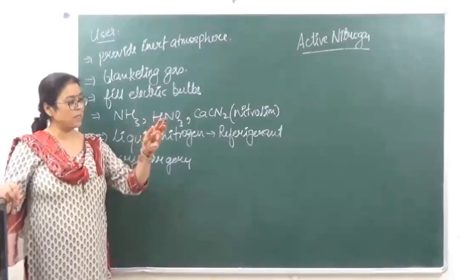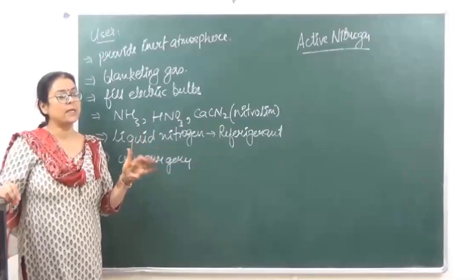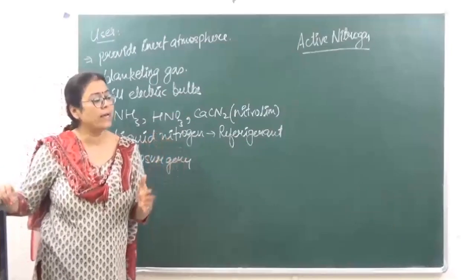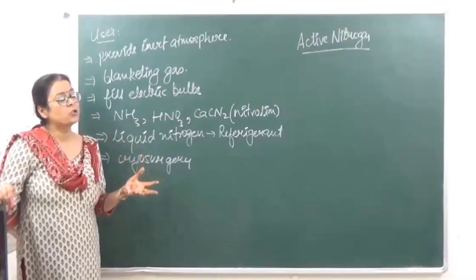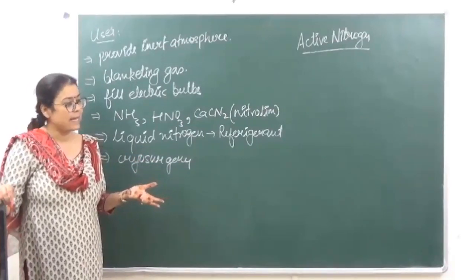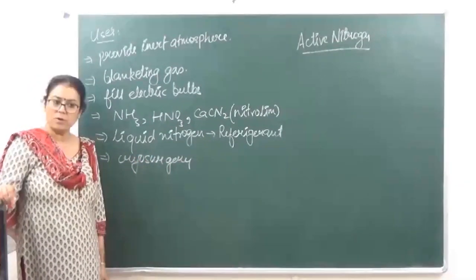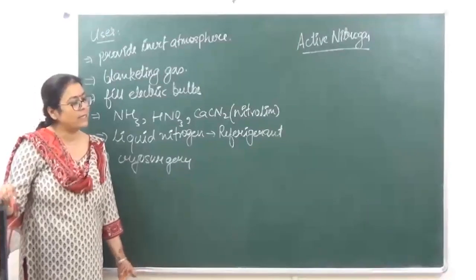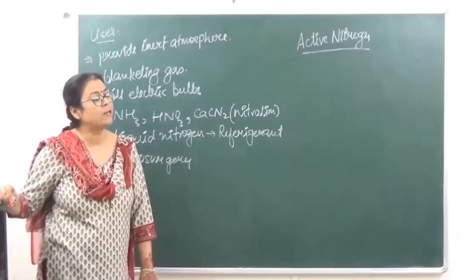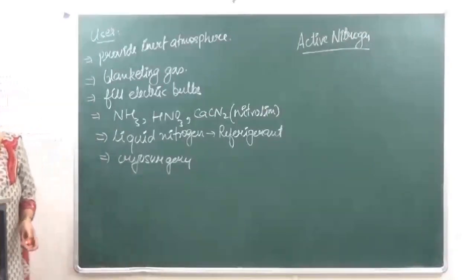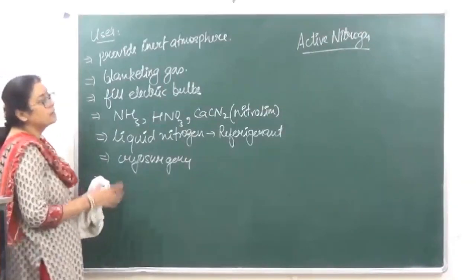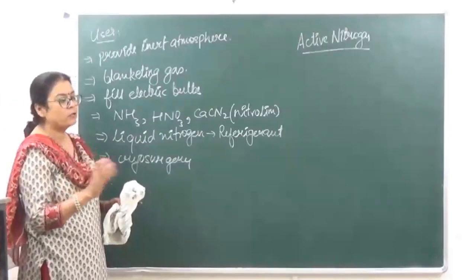So that particular nitrogen whose reactivity increases by allowing an electric discharge to pass through it at low pressure gives rise to nitrogen which is known as active nitrogen. Although this is temporary, थोड़ी देर के लिए वो active रहता है, then again it comes back to its original position. ठीक है? Then we go on to the second compound, which is ammonia. In fact, this is the first compound of nitrogen, ammonia.